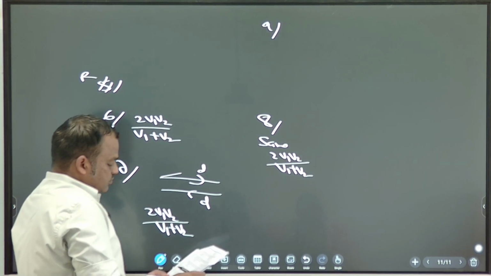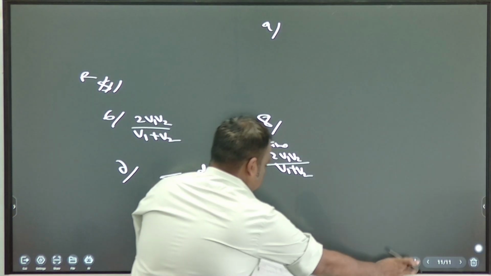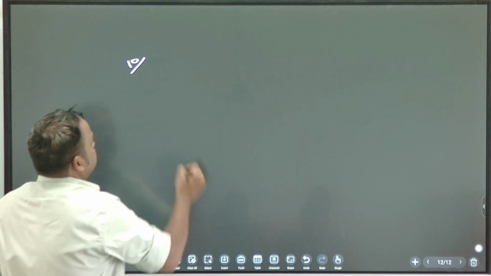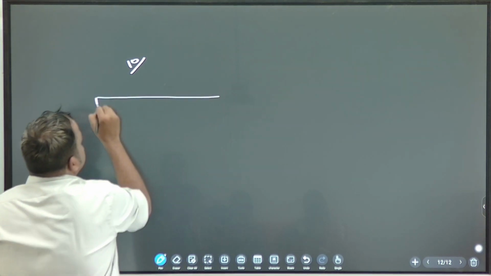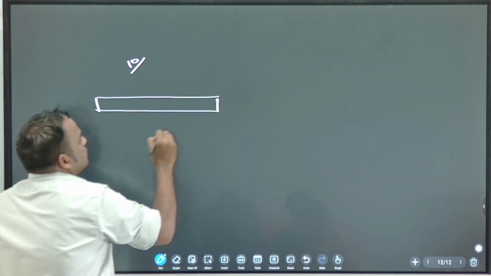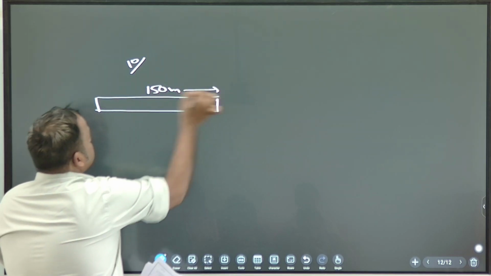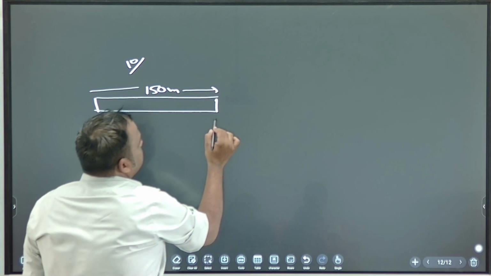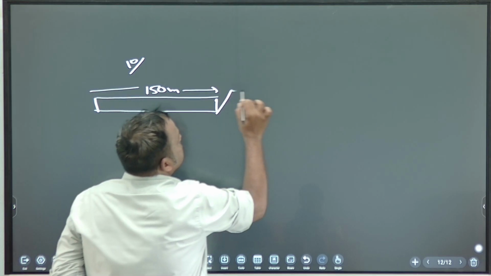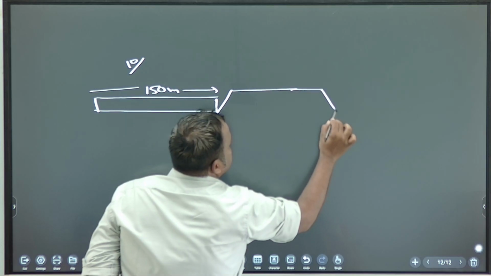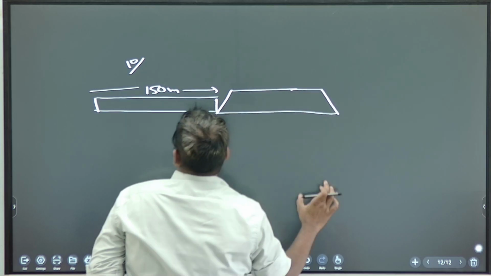10th. Now 10th question. Train 150 meter long, uniform velocity. Time taken by train to cross bridge of length 850 meter. See, suppose this is the train. The length of the train is 150 meter. Now there is a bridge here. Suppose this is the bridge.